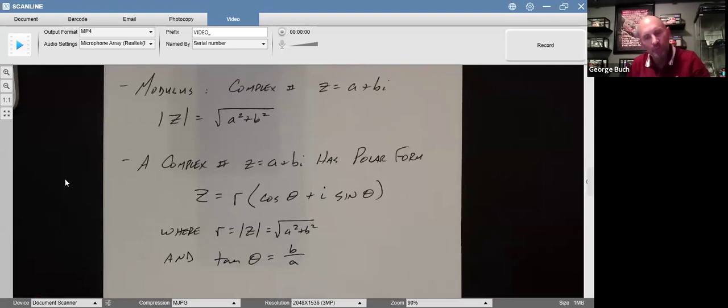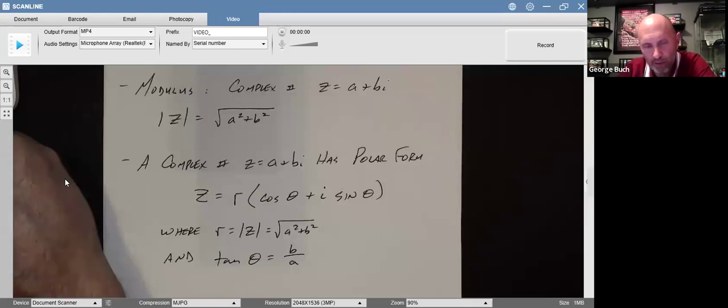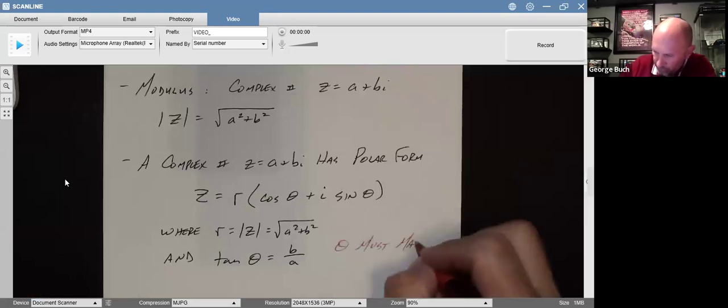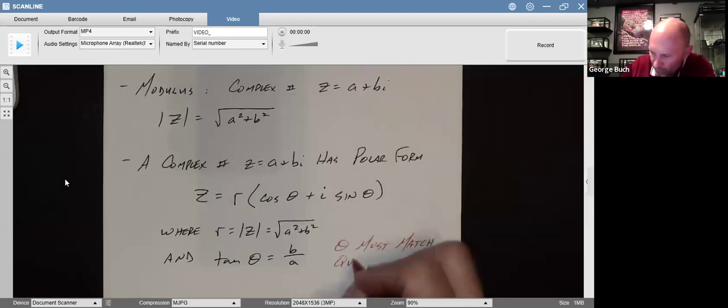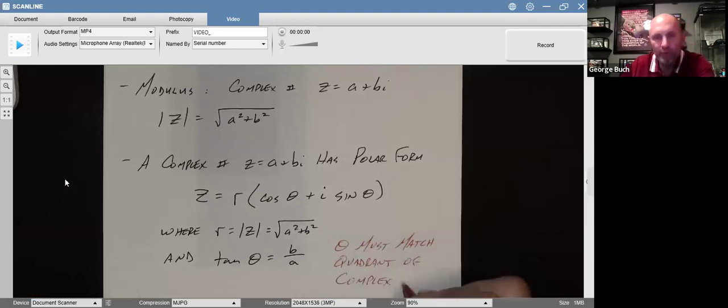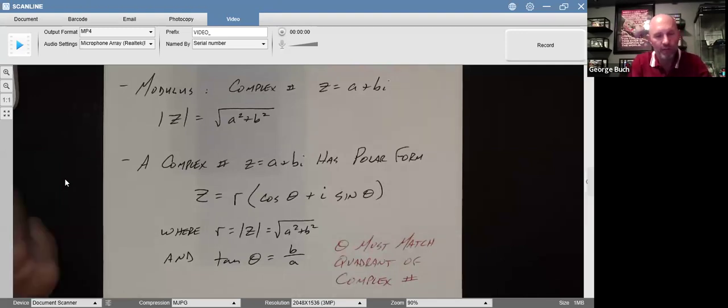And so let me get out my red pen again. I know I keep doing this in these videos, and then we come to class, and it's like, wait, why isn't my theta working? And I'm going to tell you, theta must match the quadrant of the complex number. So if the complex number is in quadrant 3, the theta you pick has to be in quadrant 3. That's, again, still all the same stuff that's been going on all semester.